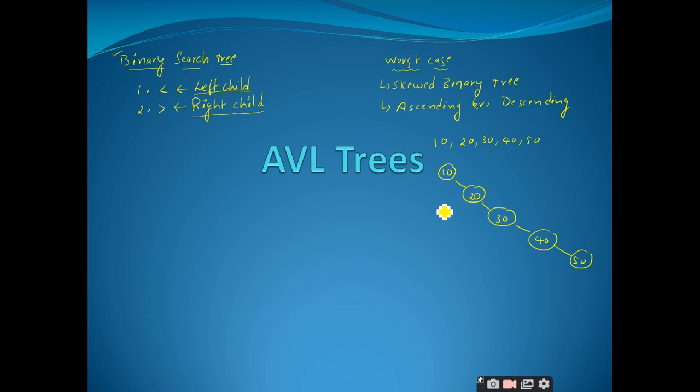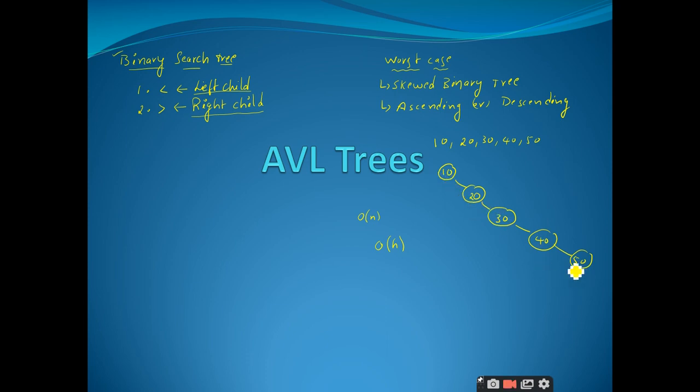Can anybody tell me? Big O of n. Searching for the highest element. Right, searching for the highest element that is placed as the last element, right? So the worst case can be given as big O of n, but this is equal to big O of h. That means the search operation depends upon the height of the BST. Do you agree with it or not?